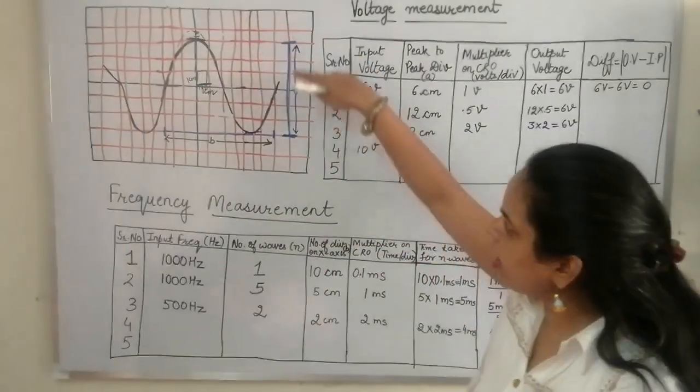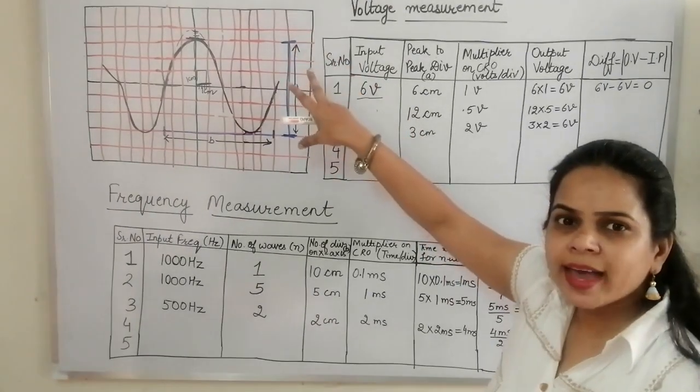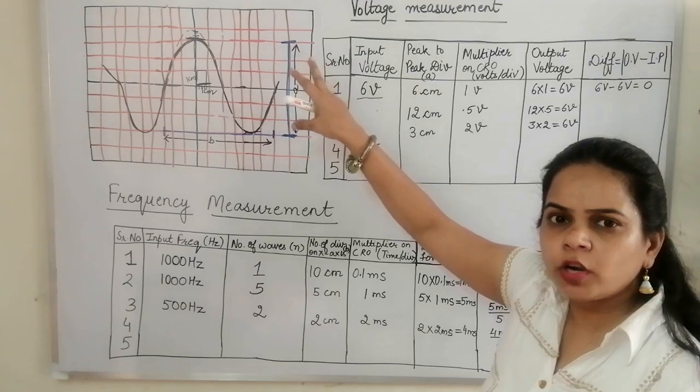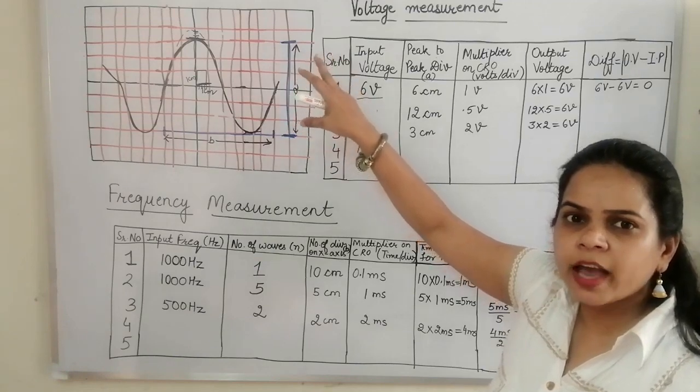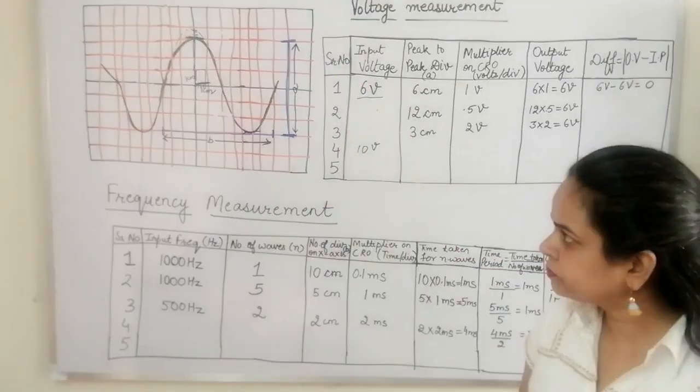Okay. So for the voltage calculation, always remember that we have to take the volt division measurements along the y-axis, not along the x-axis. For voltage, it is the amplitude value. We have to take the voltage measurement divisions along the y-axis.